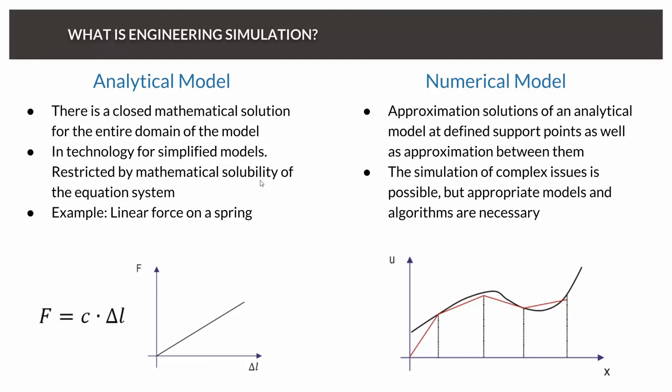And in contrast to that, we have numerical models, which we need to use whenever we don't have analytical models for our problem. And the big deal with analytical models is that usually for real-world systems, it's not possible to solve them. So instead we use numerical models, where the idea is that we are approximating the solution of the analytical model using defined support points as well as approximations between them. So if this is a function u we want to approximate using a numerical model, instead of a continuous result, we will just get a solution for some defined discrete points. And in between these points, we have to interpolate, which means that this numerical solution is not as precise or as accurate as the analytical solution.